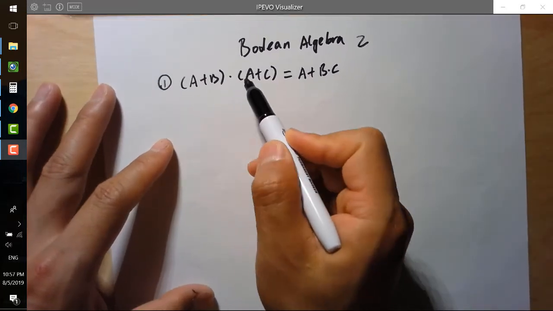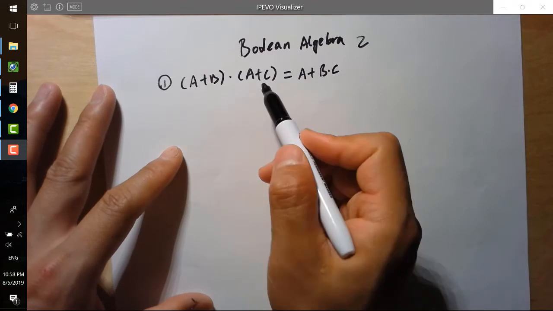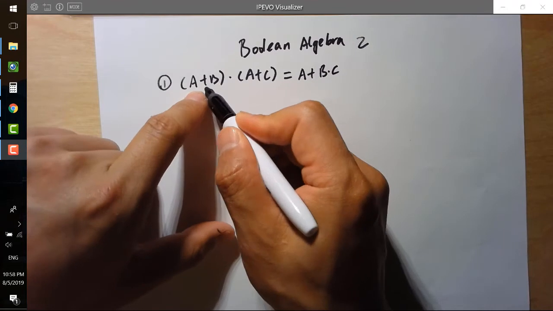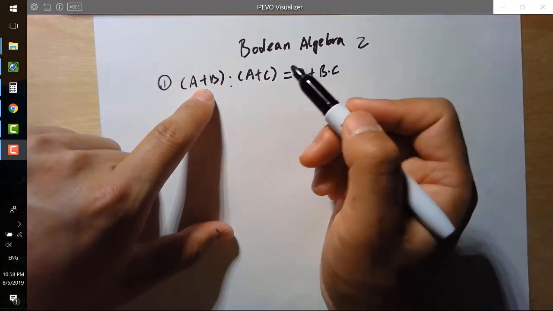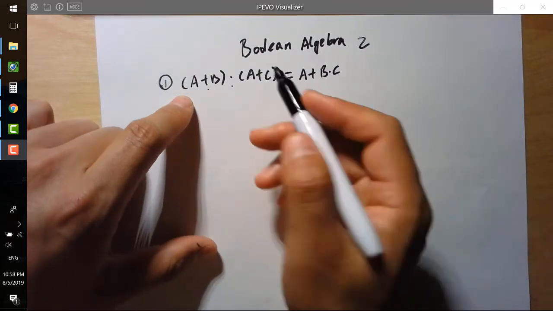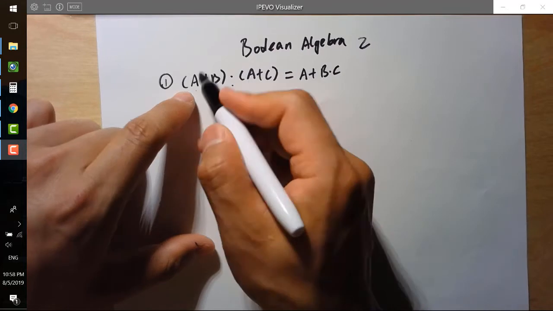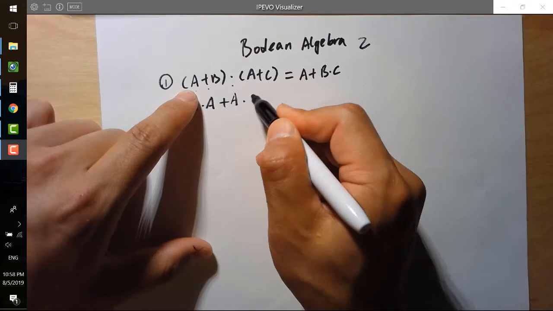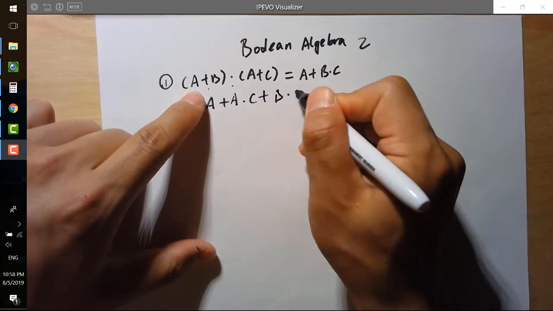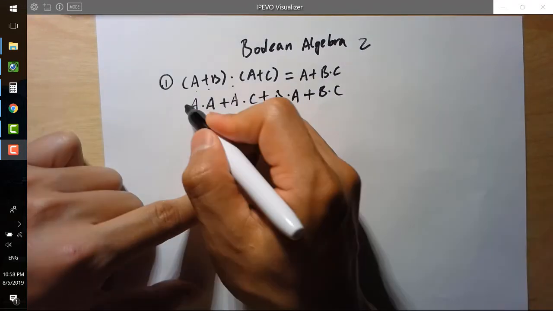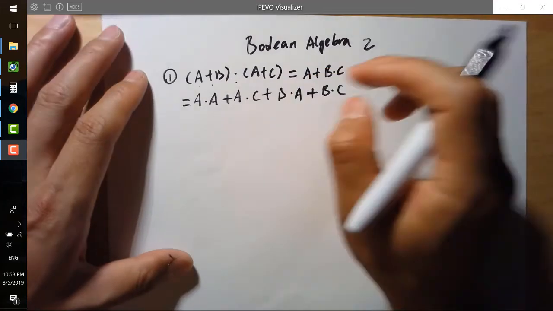So (A or B) and (A or C), you can expand it. It's the same as if you have an addition and a multiplication in a regular arithmetic operation, you can do the same thing. But here it's pretty similar. So this one equals A and A, or A and C, or B and A, or B and C. You can directly convert it into this version. Same thing, same stuff.